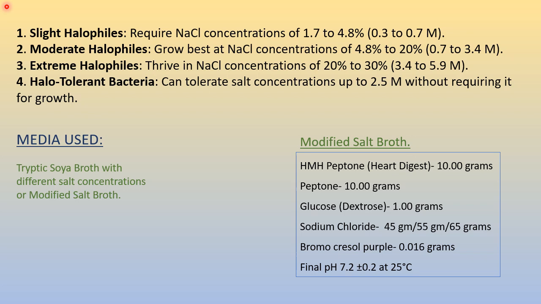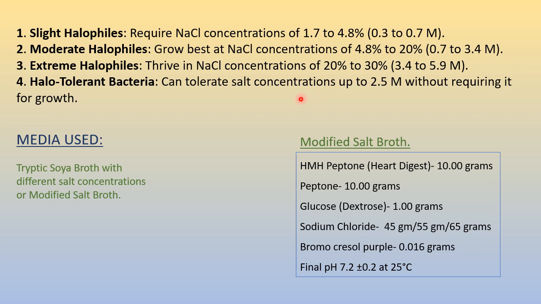So we have slight halophiles, moderate halophiles, extreme halophiles, and halotolerant bacteria. Now, what are their NaCl concentration requirements? Slight halophiles require NaCl from 1.7 to 4.8%. It varies for different species, so always remember that for all of these. Then moderate halophiles grow best at a concentration of 4.8 to 20%. Extreme halophiles 20% to 30%.